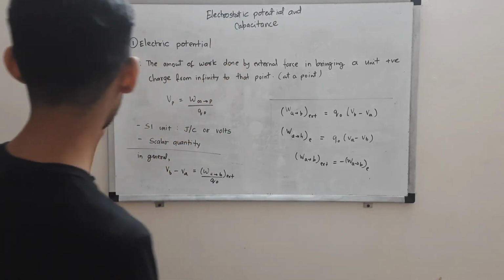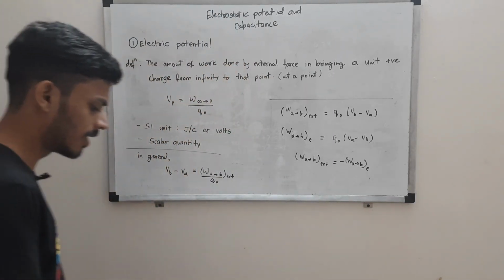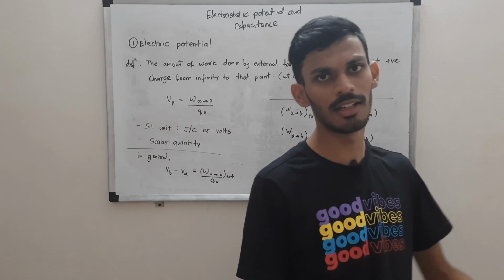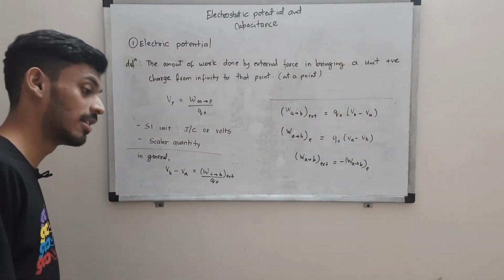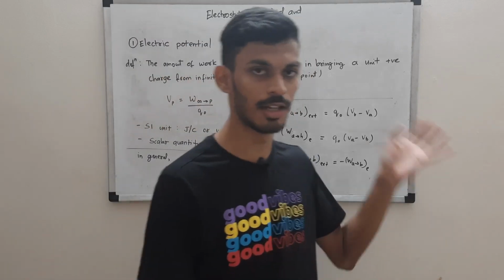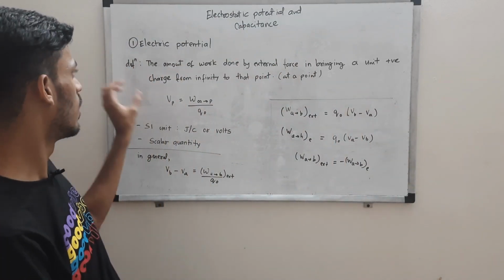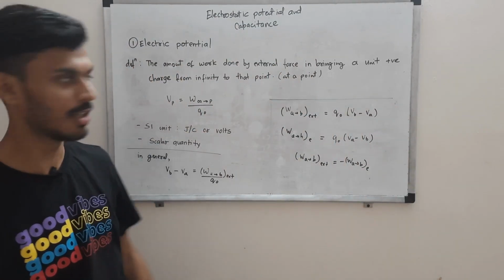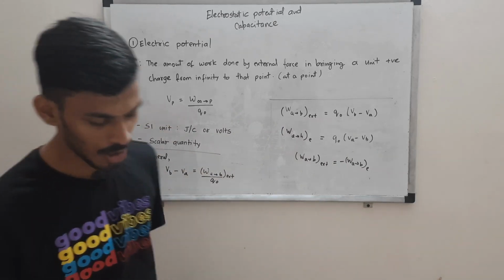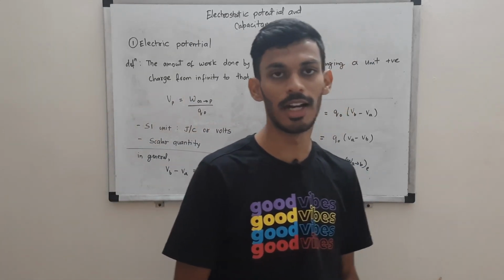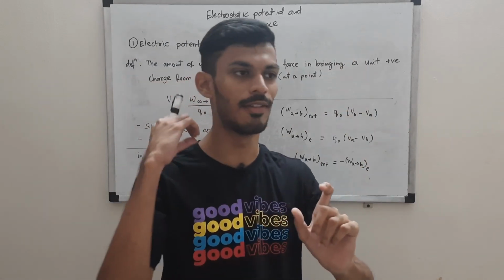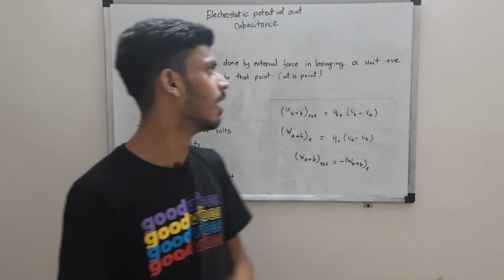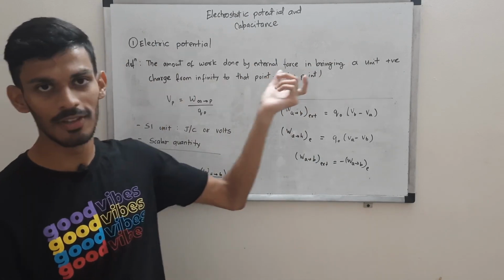So the first section is electric potential. Let us understand what this electric potential is via its definition. The definition says that it is the amount of work done. This is specifically the definition of voltage at a particular point P. So voltage at a point is defined as the amount of work done in bringing a unit positive charge, having a magnitude of 1, from infinity to that point.